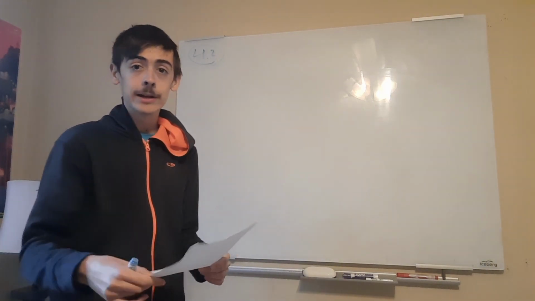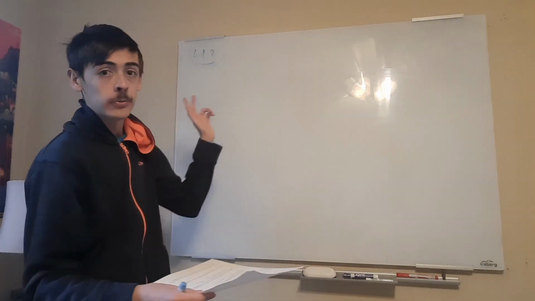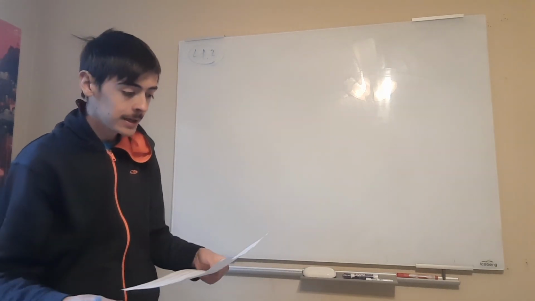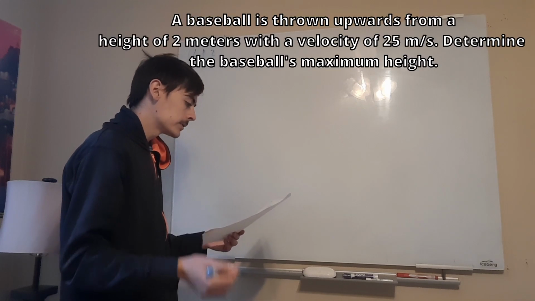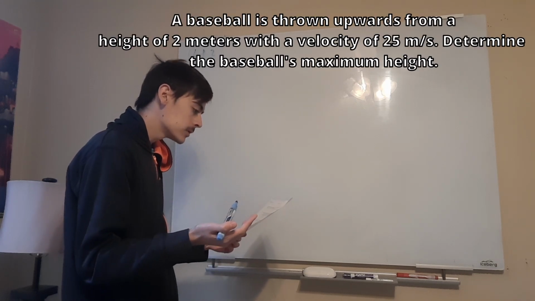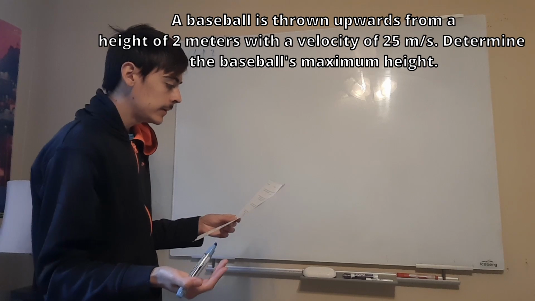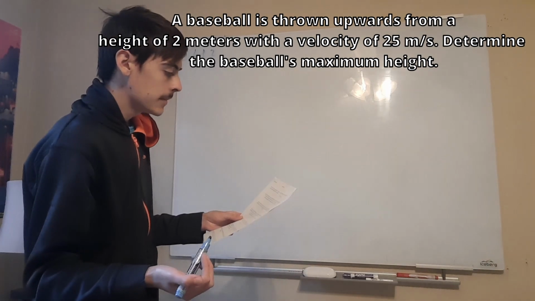Now, I've learned my handwriting, again, is really bad, so I'm going to put the word problems on the screen through editing. But we're going to start with something simple. So the first one is: a baseball is thrown upward from a height of 2 meters with a velocity of 25 feet per second. Determine the ball's maximum height.